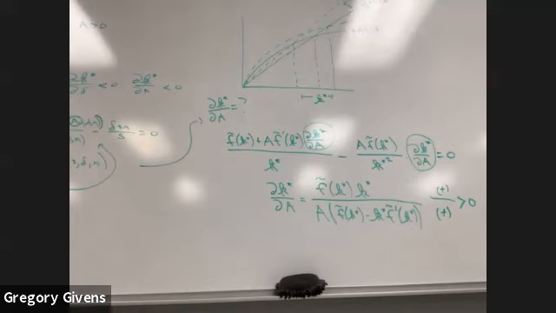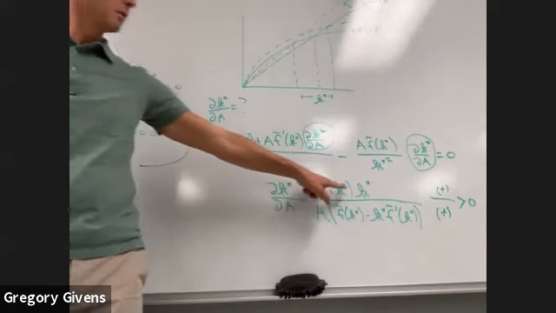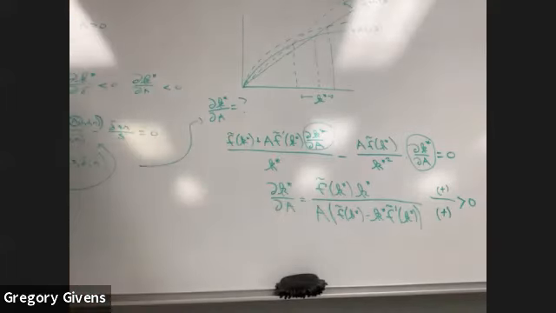How did you show the top was positive? Well, F is always positive. K is always positive. Okay. Right? And A, we've assumed is positive. F minus K F prime is, through Euler's theorem, the same as the marginal product of labor, which is positive by assumption 1.